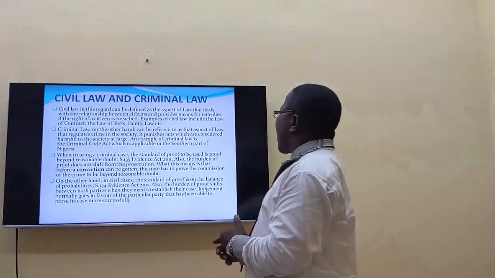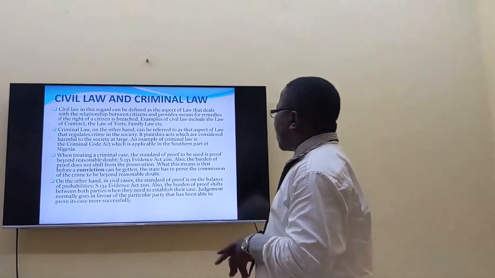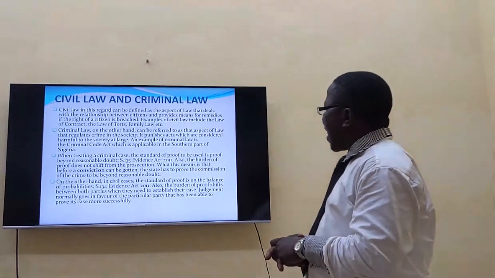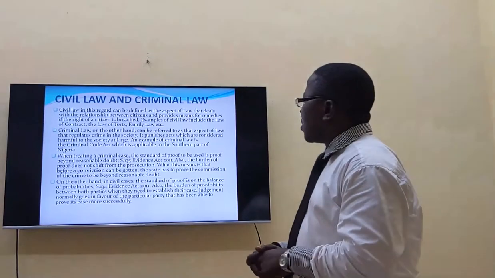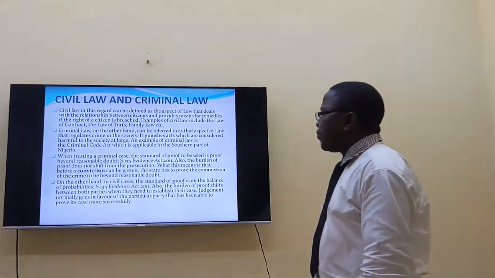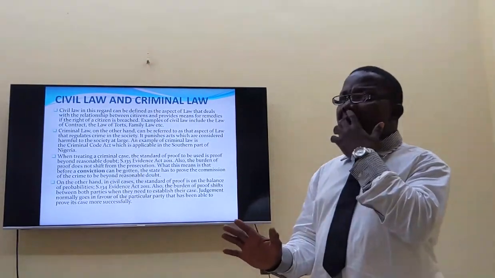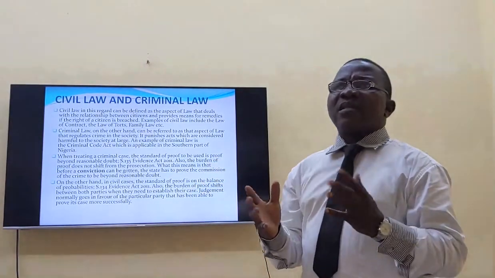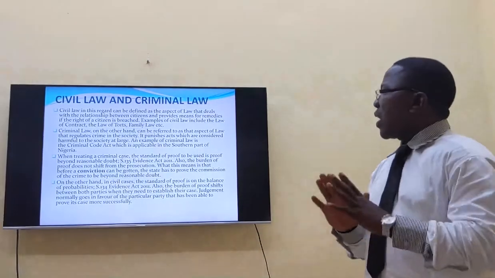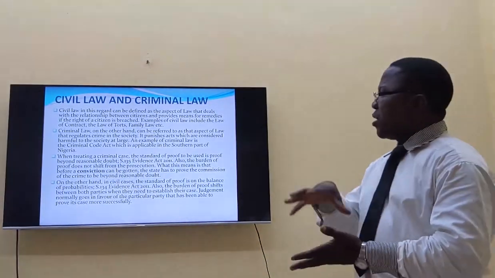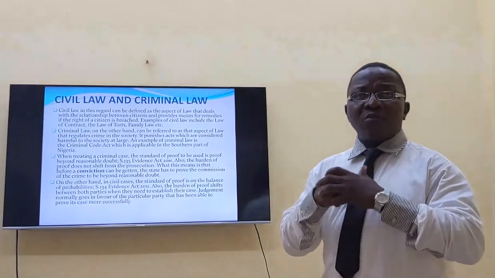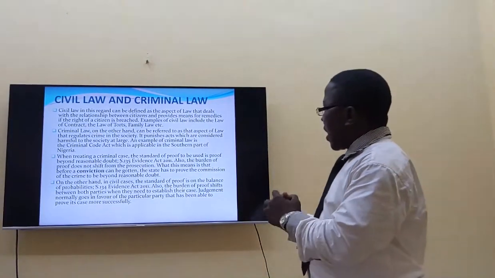Criminal law, on the other hand, can be referred to as an aspect of law that regulates crime in society. It punishes acts which are considered harmful to society at large. An example of criminal law is the Criminal Code Act, which is applicable in the southern part of Nigeria. Criminal law has to do with the protection of society, like stealing and armed robbery. Once such an act is committed, it is against society, and such a matter is handled by the state. So when you do criminal law, it is the standard of proof that must be adduced in evidence so that the person can be convicted.